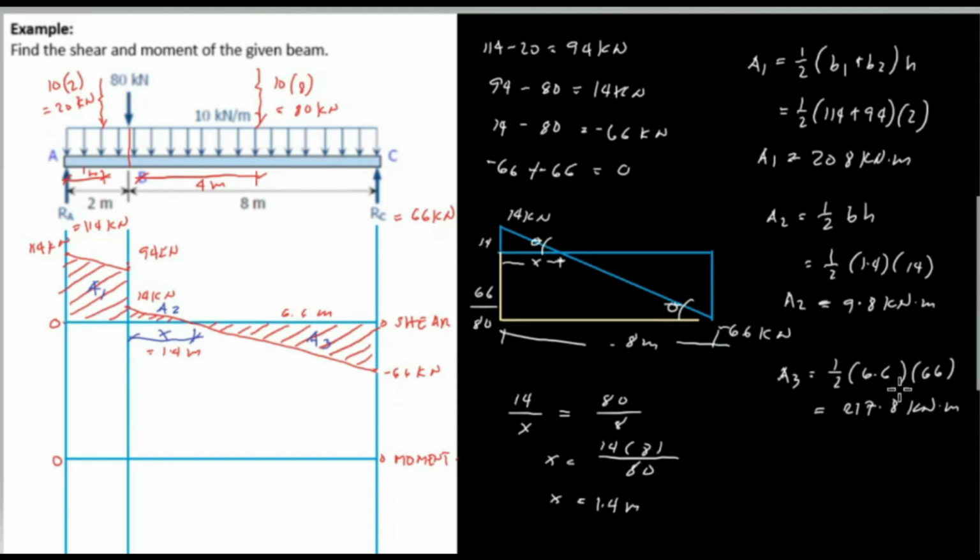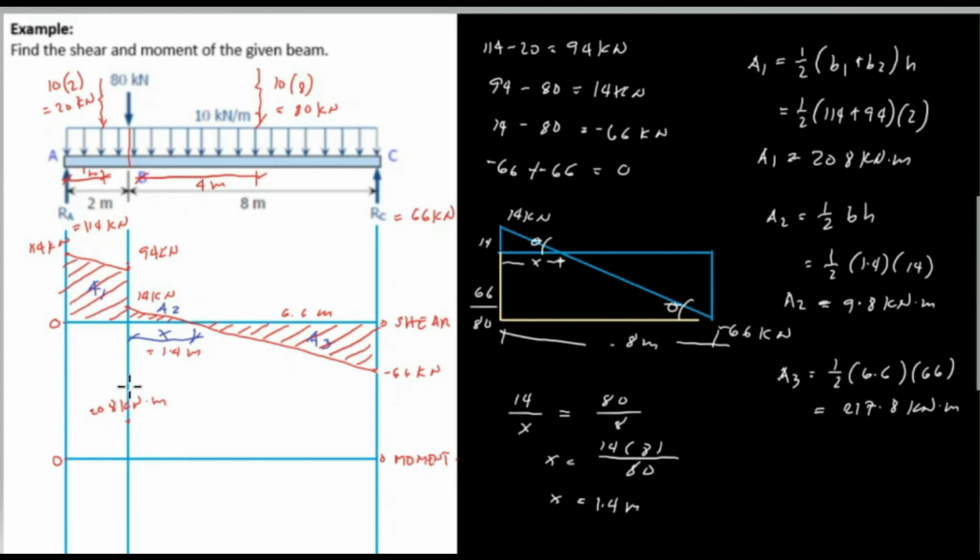So now we plot, and we start at the left at the zero point, or zero moment value. We have a positive value of area 1, which is 208 kilonewton meter, and this is 208 kilonewton meter. The shape of the moment in this area goes from horizontal, which is a uniform load, to diagonal, and the next shape is the curve.